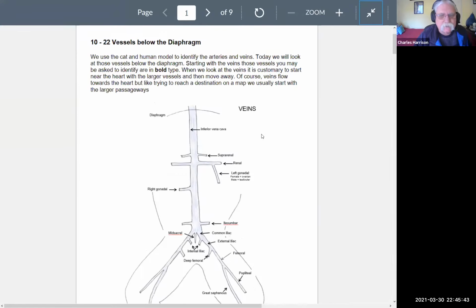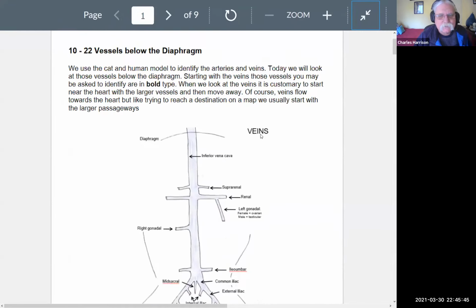Okay, now we've got to the halfway point. Sorry about the date. I need to get that changed. I'm going to quit putting dates on things, except on the module itself. Same information, nothing's changed in the vessels of the cat in the last year.